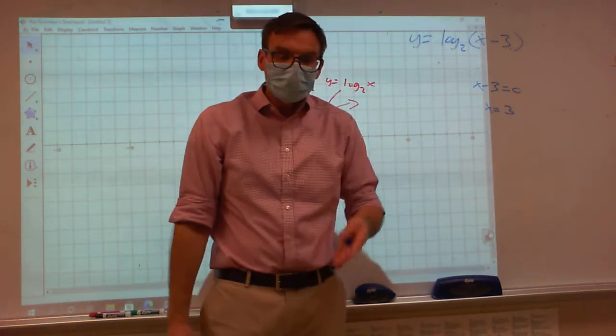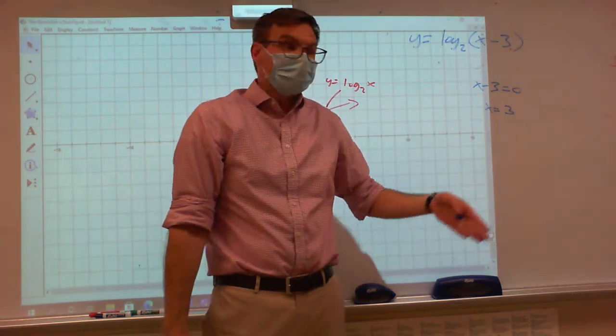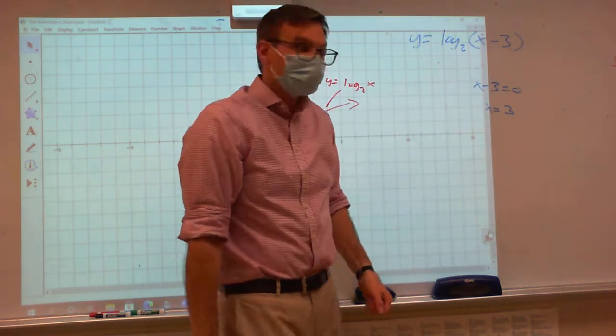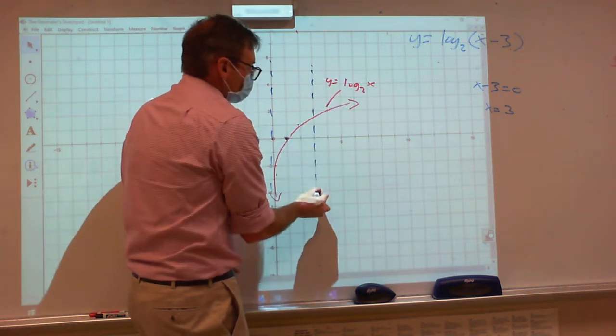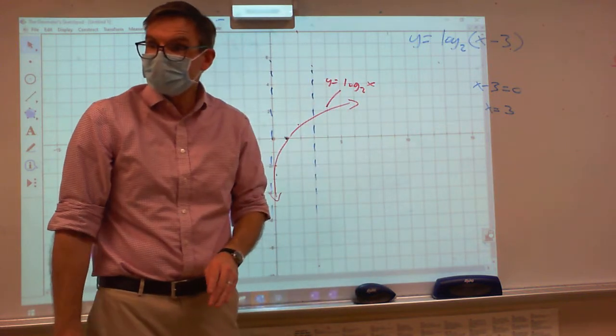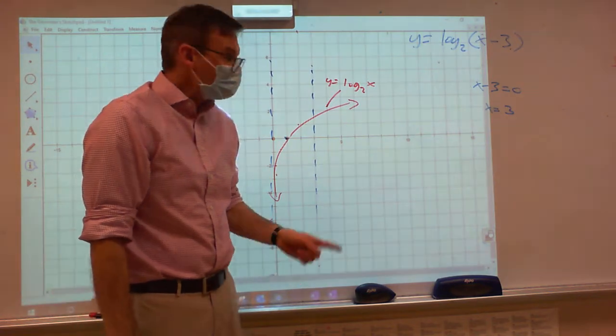Well, that's convenient. X equals 3 is actually a vertical line. That is going to be your asymptote. So if x equals 3, there's your vertical line. So I get a vertical asymptote at x equals 3. Everybody okay with that? Where's our special point?